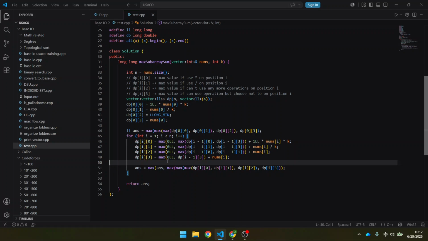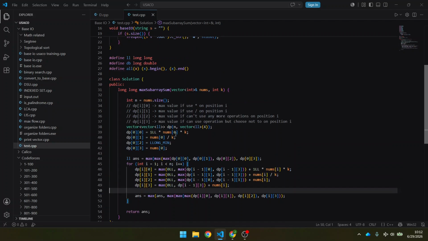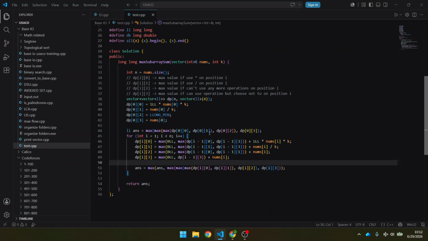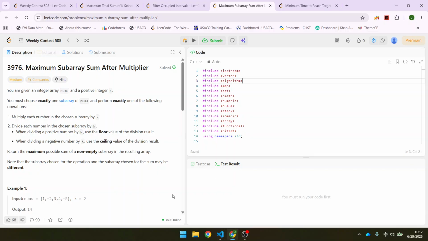Okay. So this problem three, it's just a DP. Usually Leetcode mediums won't use segment tree, so I should have known that it was a DP.